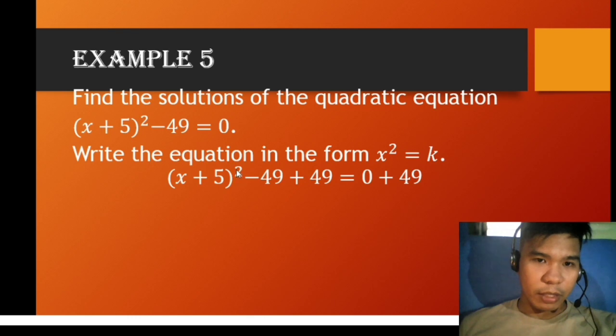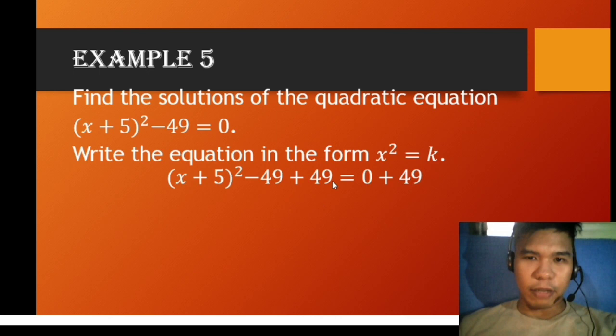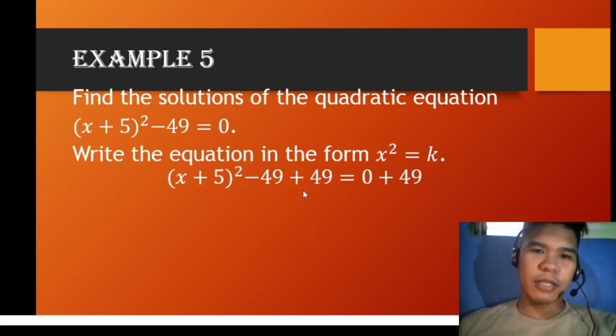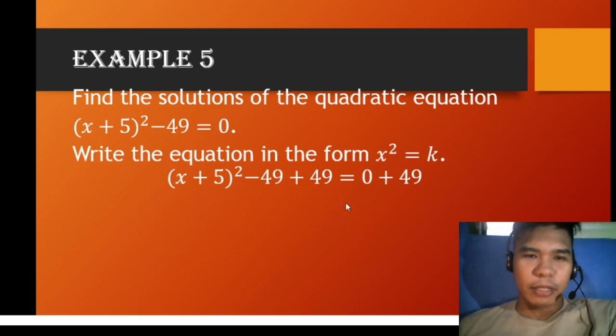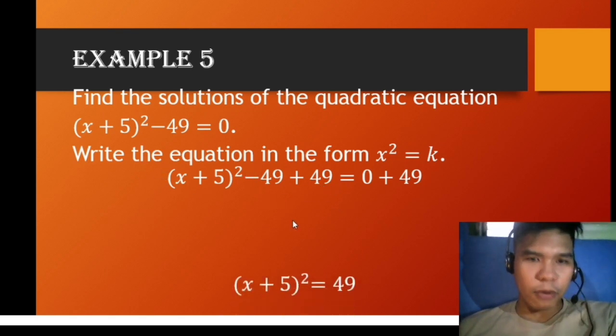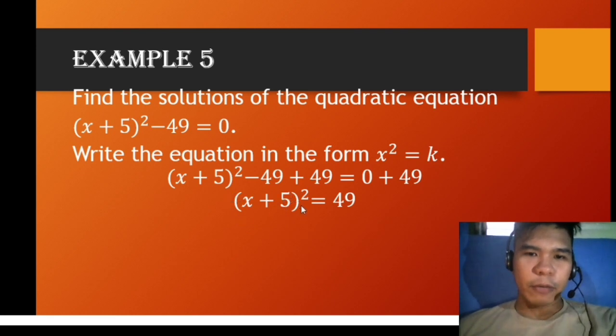Quantity x plus 5 quantity squared, you copy minus 49, and then you add 49. Since again, this is an equality, you add 49 also on the other side. That's why it became 0 plus 49. So this negative 49 plus 49 here will become now 0. So the remaining expression is now only quantity x plus 5 quantity squared equal to 49. So this is now in the form x squared equal to k, where x plus 5 will stand for x. So we are now ready to extract.